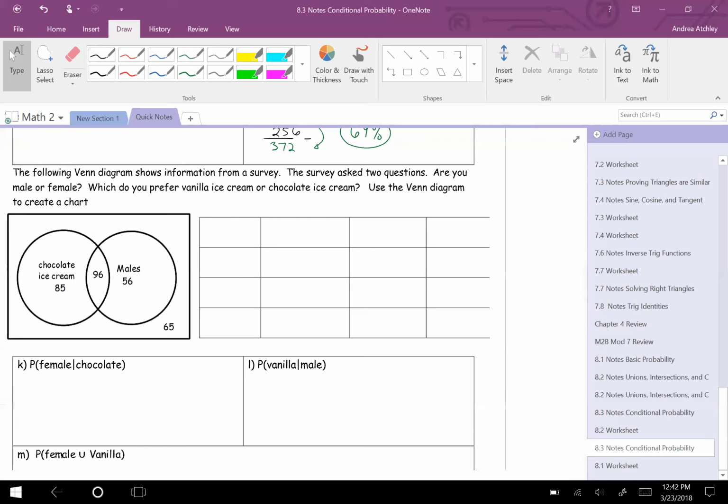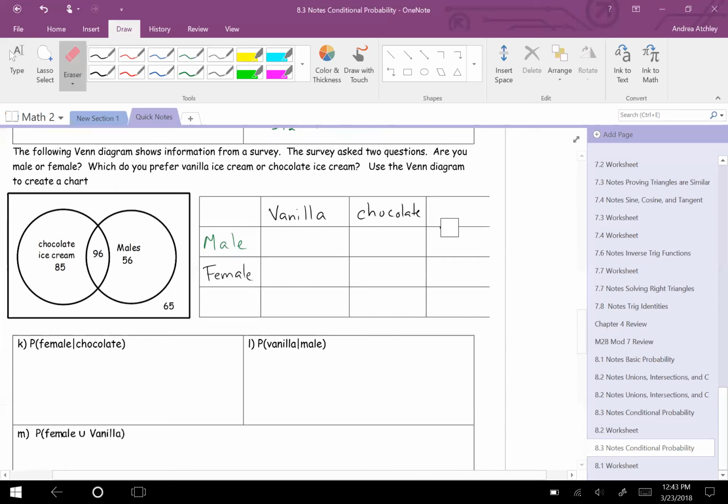Okay, so we can create this a couple different ways, and if yours doesn't look exactly like mine, that's okay. Because we can put male and female here, chocolate and vanilla here, or we could do chocolate and vanilla here, and male and female here. Does that make sense? Okay, I'm going to put male here, female here. I'm going to put vanilla, and then chocolate. And this is my total.